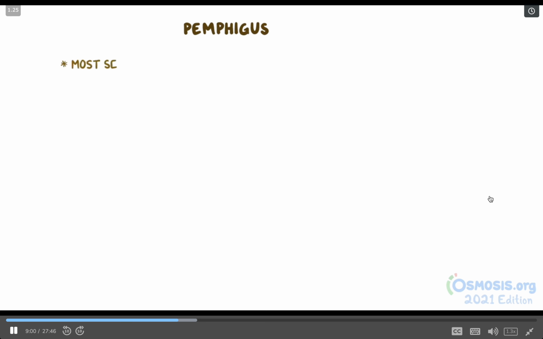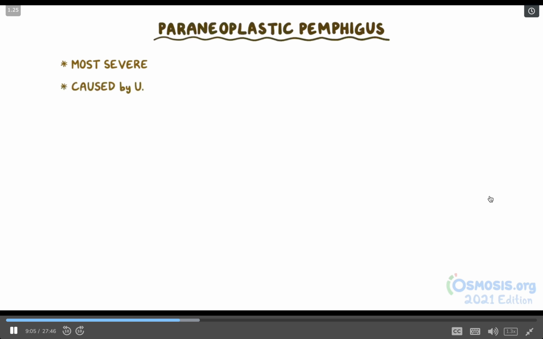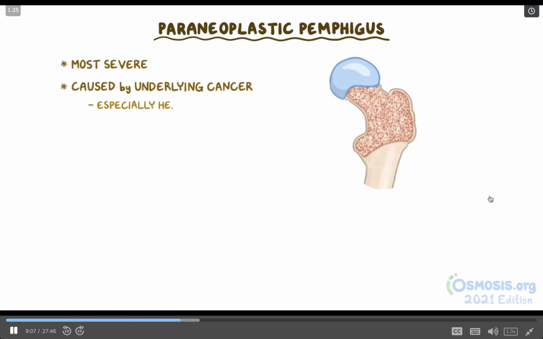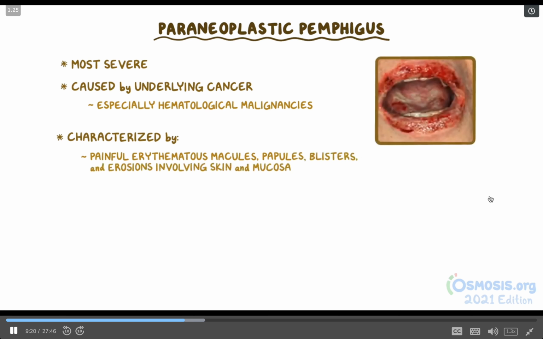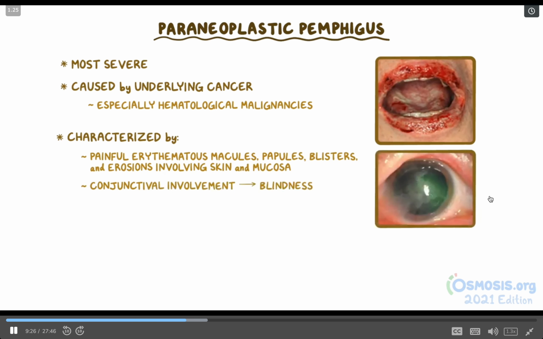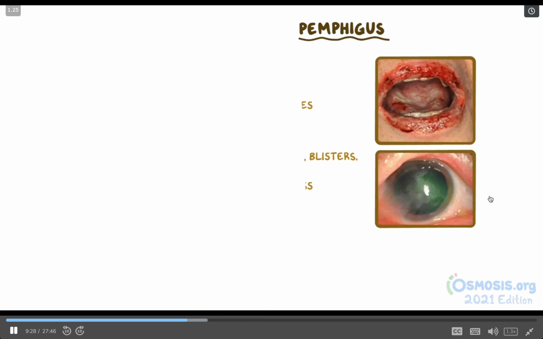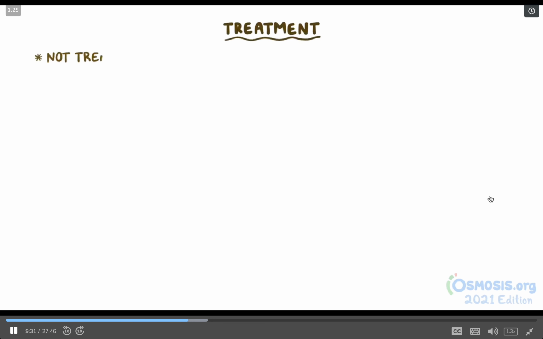And finally, the most severe form of pemphigus is paraneoplastic pemphigus, which is caused by an underlying cancer, especially hematological malignancies. Paraneoplastic pemphigus resembles the vulgaris type, and it's characterized by painful erythematous macules, papules, blisters, and erosions involving the skin and mucosa. There can also be conjunctival involvement, and that can lead to blindness. If not treated, pemphigus can be fatal, usually from an opportunistic infection of the lesions.